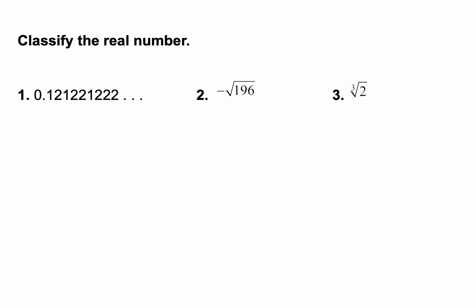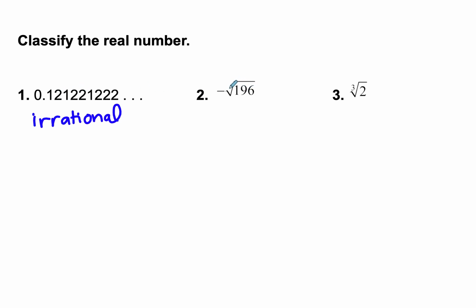All right, let's see. So for number 1, I have 0.12 and then 1, 2, 2, and then I have 1, 2, 2, 2, 2. I don't have the same digits repeating. It's not like 1, 2, 1, 2, 1, 2 constantly. There's some sort of pattern to it, but it's not a repeating pattern of numbers. So this one is going to be irrational. We can see that that number is going on forever. That's what the ... tells us. But there's no pattern of the numbers repeating.